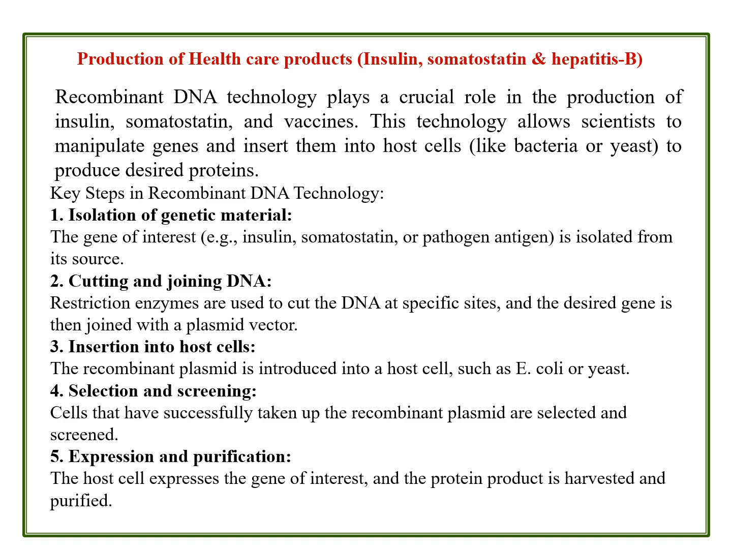So isolating the gene of interest, for example insulin, somatostatin, or a pathogen antigen or a vaccine producing gene is isolated from its source. Restriction enzymes are the best choice to cut the DNA at specific sites, and the desired gene is then joined with a plasmid vector. There are a lot of vectors available: plasmids, phasmids, or yeast artificial vectors or shuttle vectors, right? And engineered vectors are also available to perpetuate the molecules.